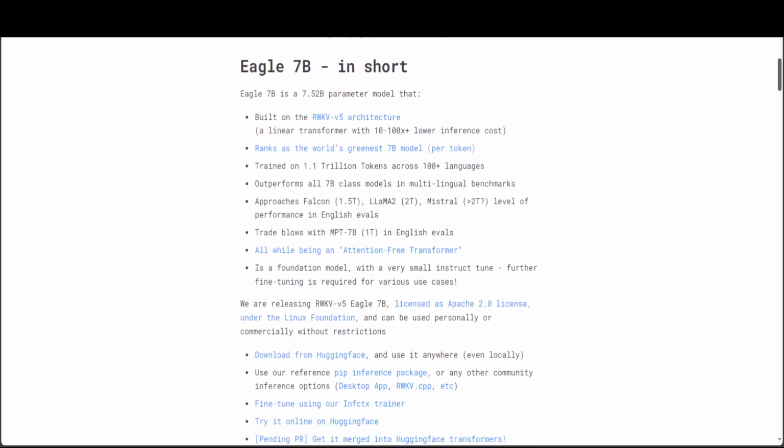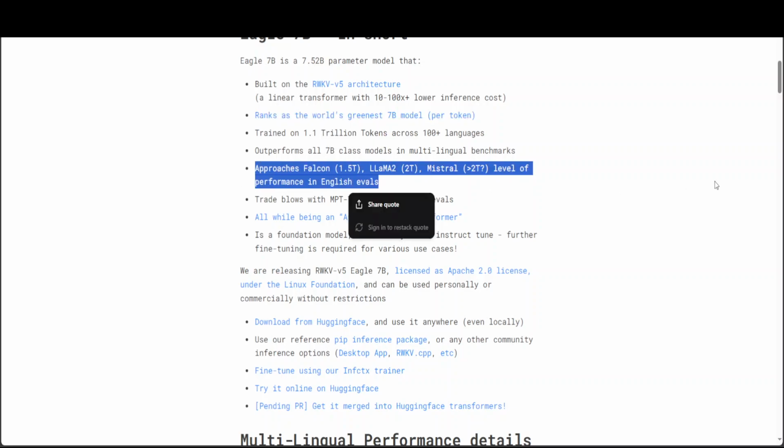If you scroll through this project page, you can see this summary of Eagle 7B, where they say that it is the world's greenest 7 billion model, which is amazing. And this is what I was talking about, the Falcon, Llama 2, and Mistral stuff. This Eagle 7 billion model is developed on the backbone of 1.1 trillion tokens across over 100 languages. Eagle 7B's strength lies in its broad linguistic reach and energy efficient design, earning it the title of the world's greenest 7 billion model. Its open source nature under the Apache 2 license further democratizes access, allowing both individual and commercial use without restriction.